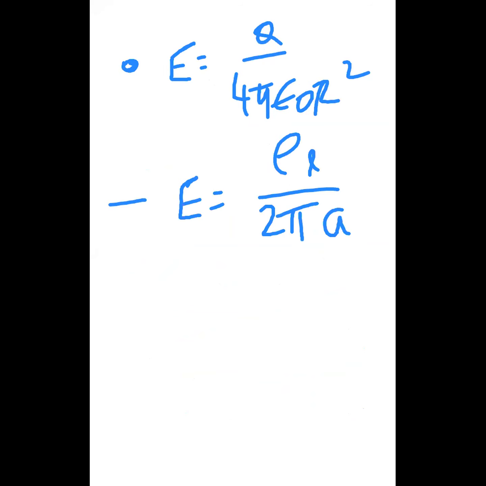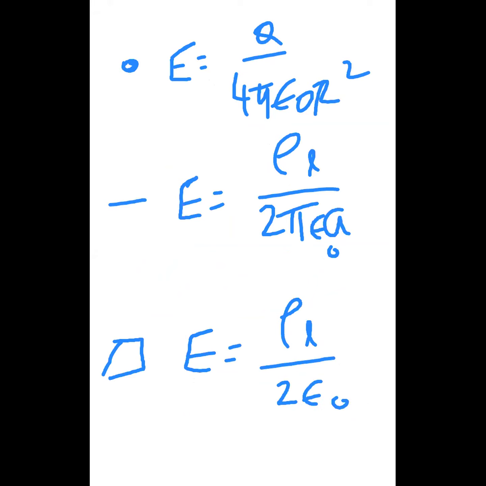A is meant some perpendicular distance. Next, due to surface charge, my electric field is independent of dimension. Rho L divided by 2 epsilon naught. Okay, please note down these formulas clearly. This is the electric field due to point, line, and surface charge: rho s divided by 2 epsilon.